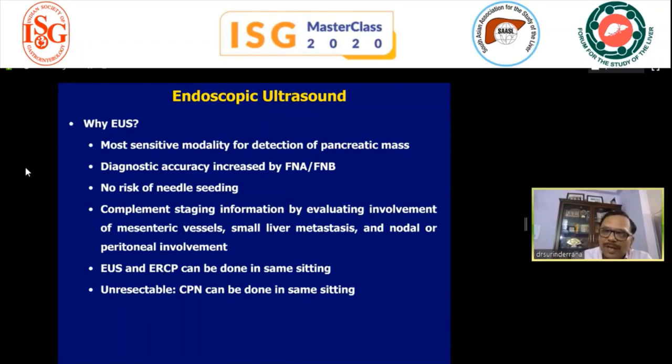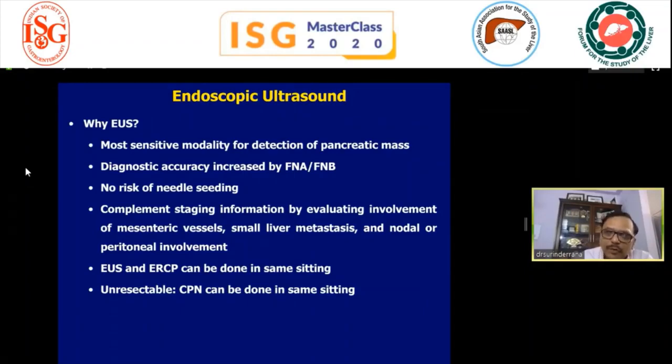So why EUS? We all know that it's the most sensitive modality for evaluating pancreas as well as pancreatic masses. Small masses, even less than 1 centimeter, can be seen clearly on EUS. The diagnostic accuracy is increased by fine needle aspiration and now with fine needle biopsy. There is no risk of needle seeding. And then you complement the staging information by evaluating involvement of mesenteric vessels where it is better than MDCT, small liver metastasis, especially in the left lobe, and nodal or peritoneal involvement where it stands ahead of all other modalities.